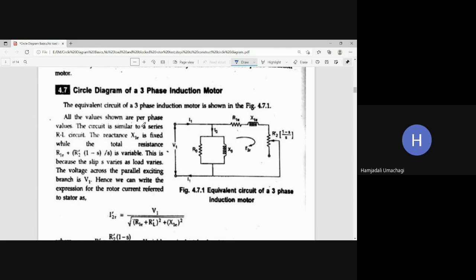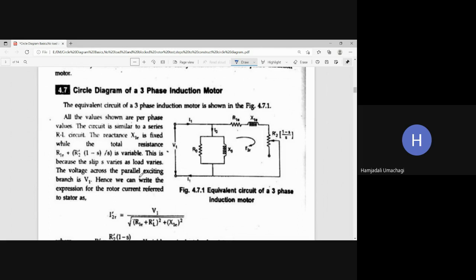The circuit is similar to the series RL circuit. The reactance X1E is fixed, while the total resistance R1E plus R2 dash into (1 minus S) upon S is variable. So here X1E is fixed, whereas R1E plus R2 dash into (1 minus S) upon S is the variable parameter. This is because slip S varies as load varies. This series resistance combination is changing because as load changes, slip changes. Accordingly, resistance will be changing.